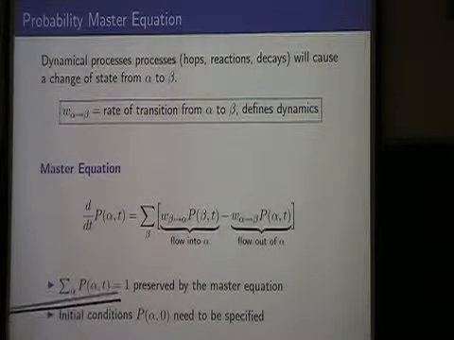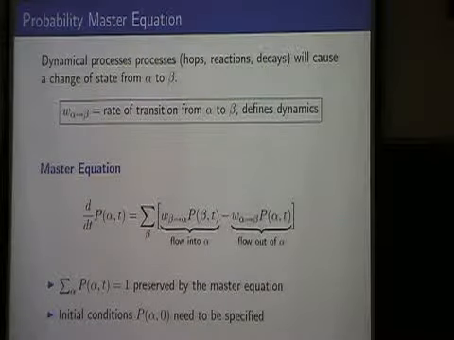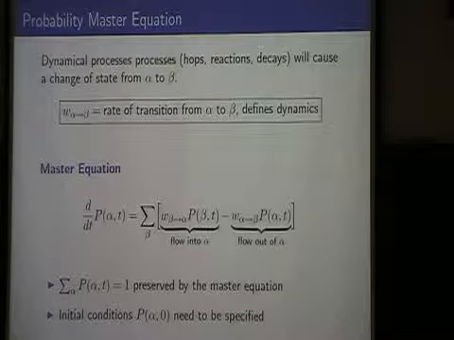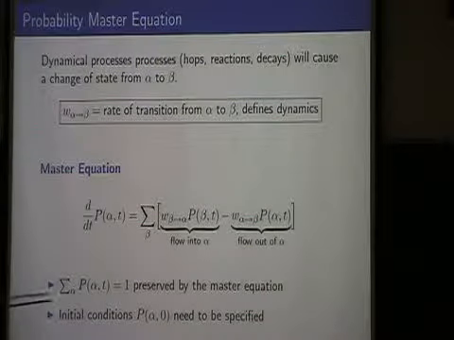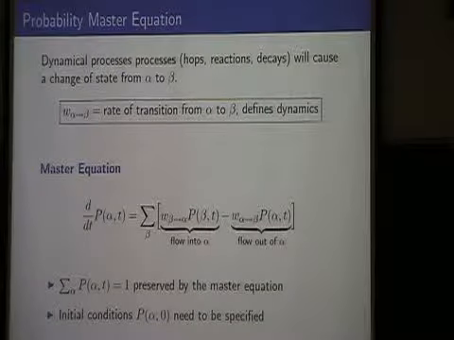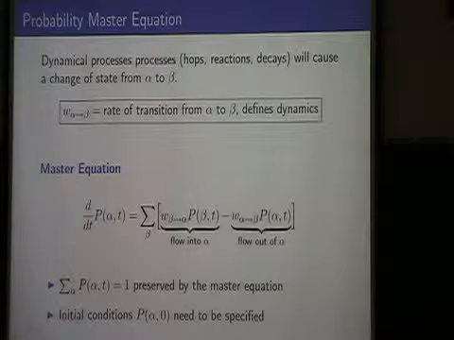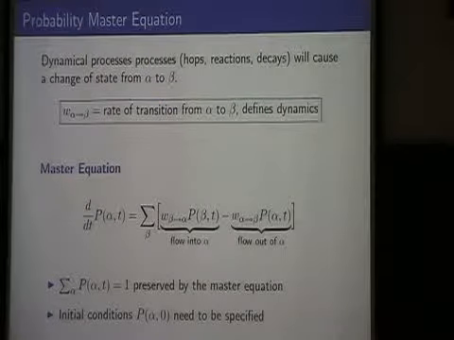I do want to make 2 observations. One is that it doesn't matter what you choose for the rates, detail balance, 0 rates in certain directions, doesn't matter. You're guaranteed to preserve probability by construction. Basically why we set it up that way. And then the second thing is that, of course, it's first order in time, so we do need initial conditions, but no more. And then we have a well-defined solution.